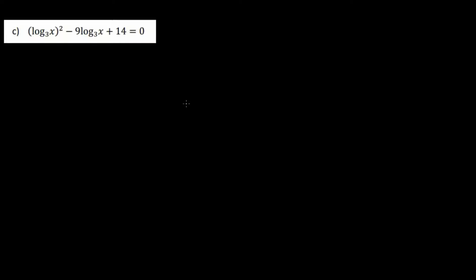Okay, so C: log base 3 of x, squared, minus 9 log base 3 of x, plus 14 equals 0. I purposely put in this question because I want to clarify the difference between these two terms. If I have log 3 x squared and log 3 x all squared, do they mean the same thing? Here, the 2 only belongs to x, but here the 2 belongs to the whole logarithm. So you must make sure that they are two different things.